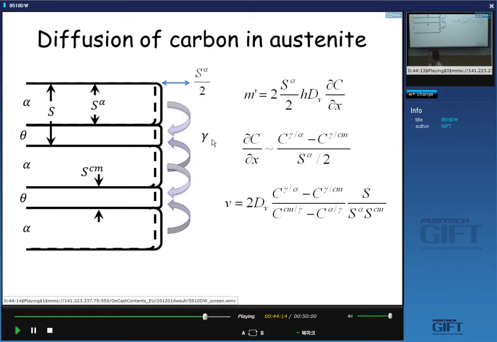Here, one thing you have to consider is this carbon concentration. Can we put the equilibrium value of carbon in austenite in contact with ferrite, or in contact with cementite, into this equation? We can put those equilibrium values into this equation. Why? If not, why?